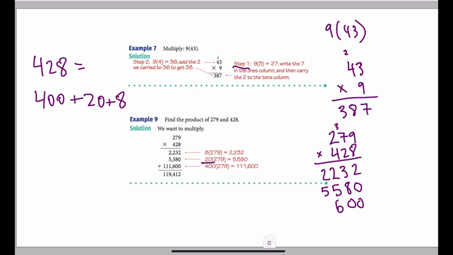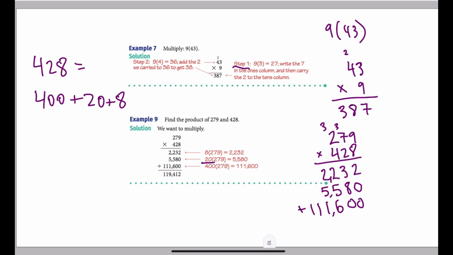4 times 7 is 28, plus 3 more is 31. 4 times 2 is 8, and 3 is 11. And since I don't have anywhere left for that to come down, it's just going to go straight down. Now, I do have commas here to help me stay lined up. And what I have here are the subproducts.